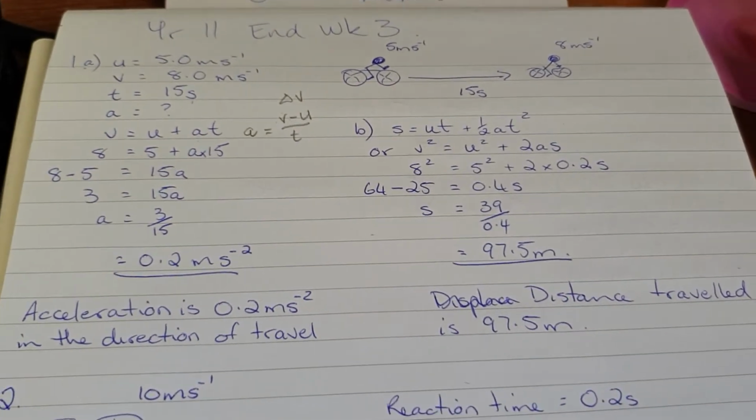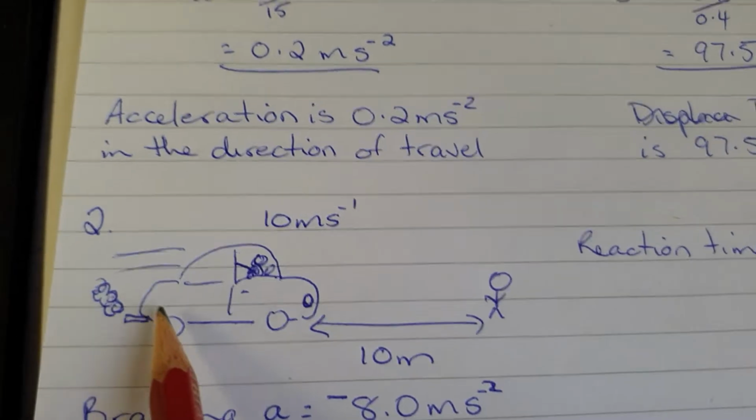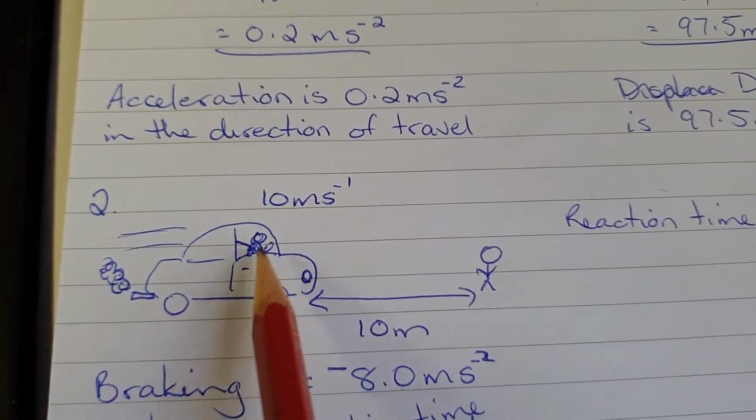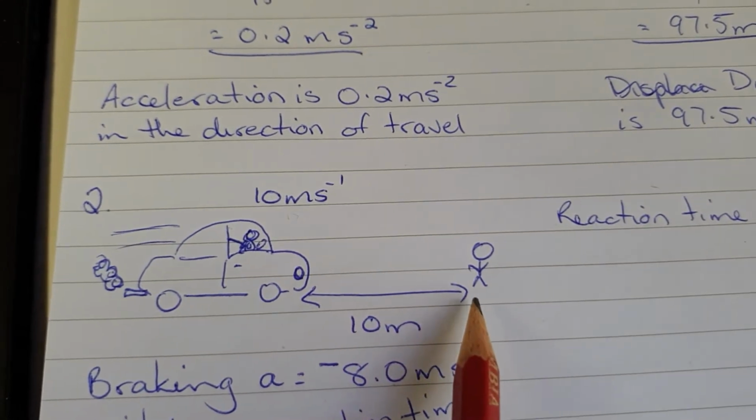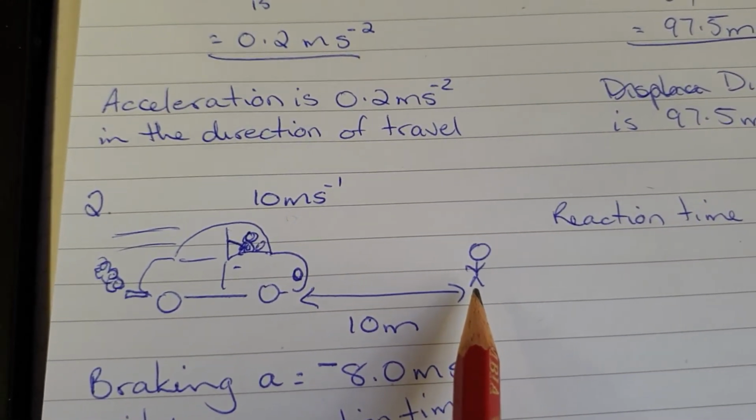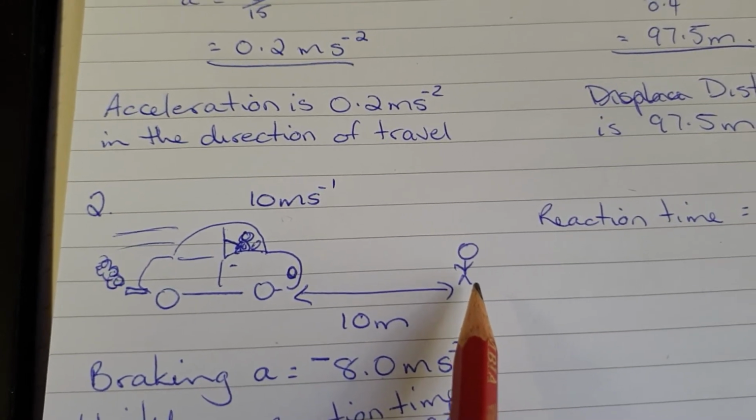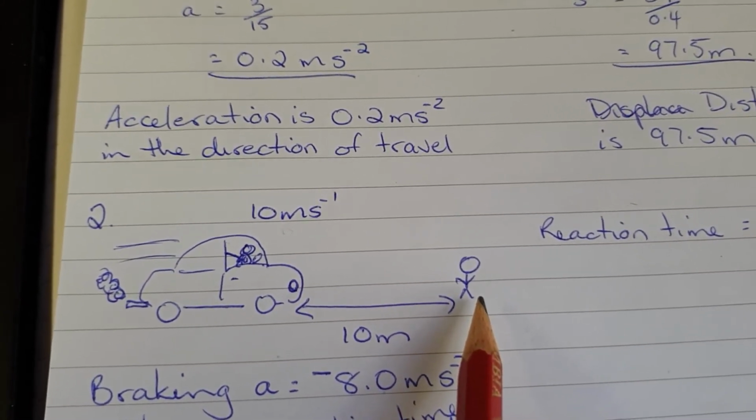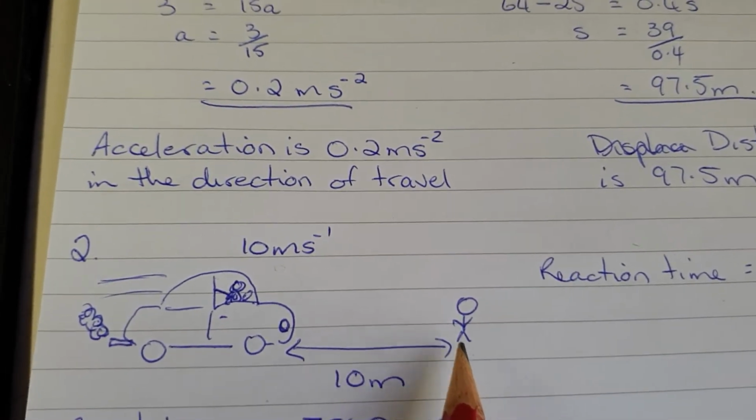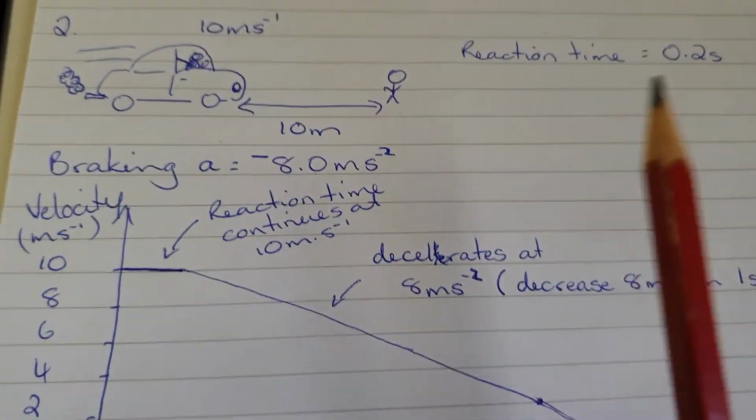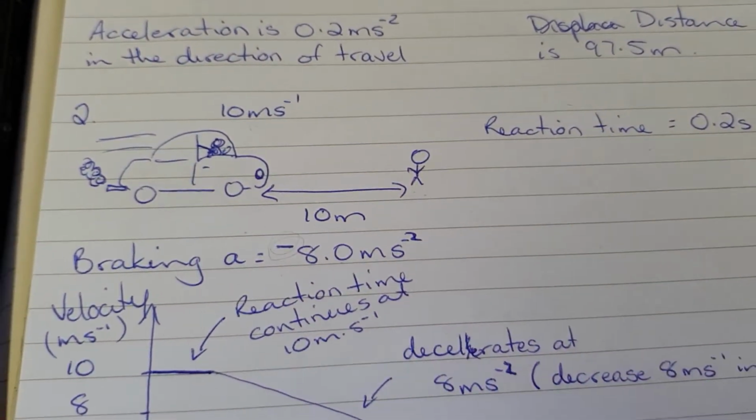Next one. Driver traveling at 10 meters a second, and look, here's my little diagram. He's going 10 meters a second, sees a child run onto the road 10 meters in front. It takes him 0.2 seconds to respond. That's his reaction time. And the maximum braking acceleration of the car is -8 meters per second squared. Righto, so the negative is going to indicate that it's slowing down.